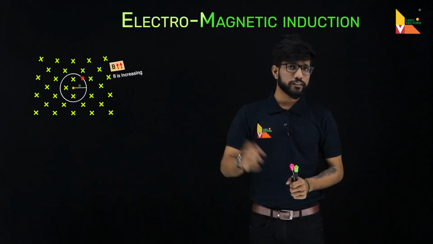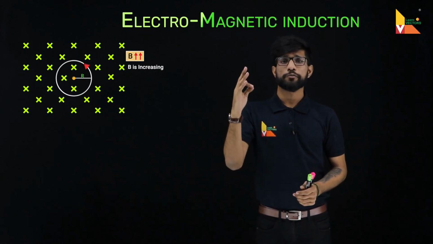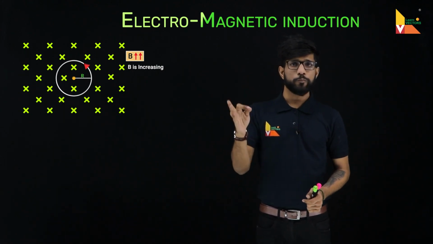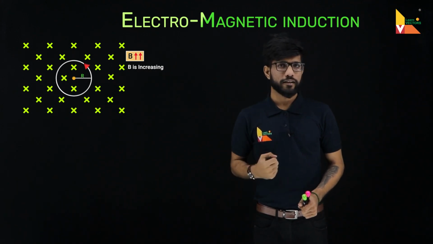So in our first observation, we have seen that whenever we change the value of magnetic field, the loop which is kept in that magnetic field will have some induced current, right?